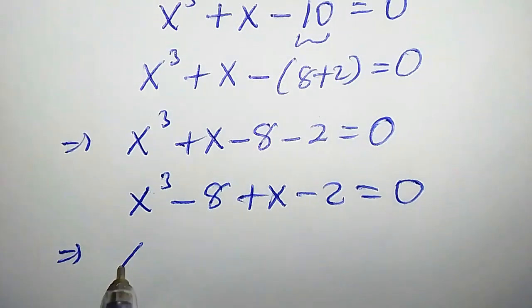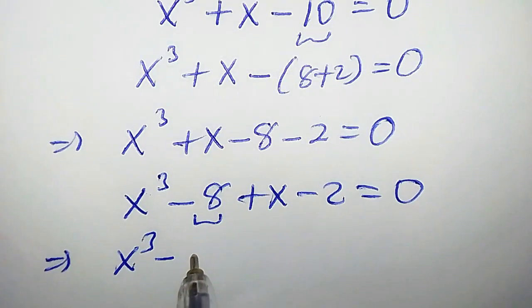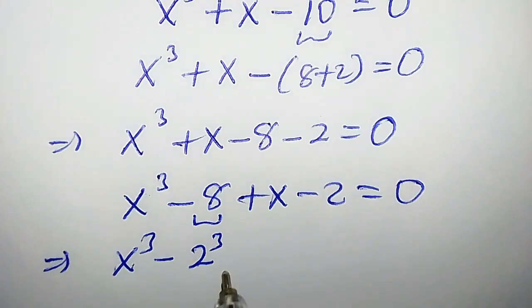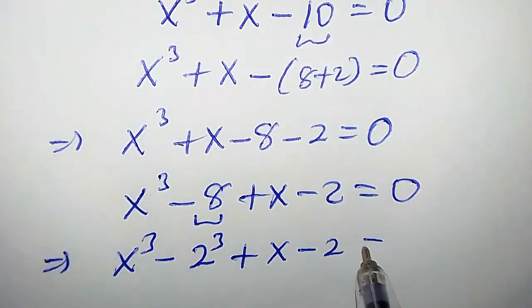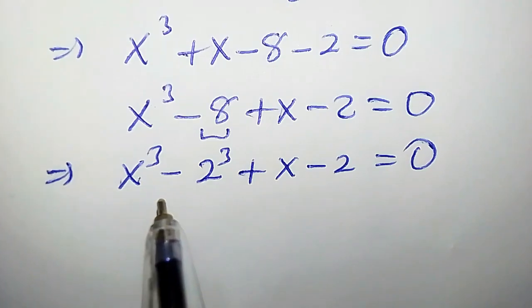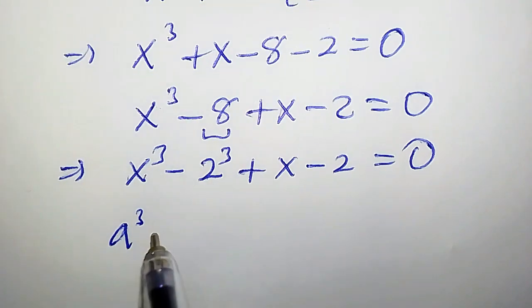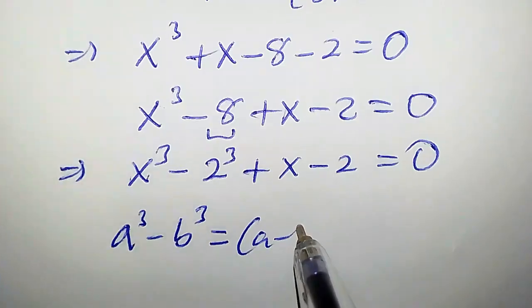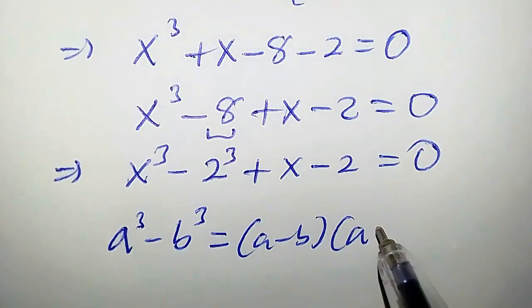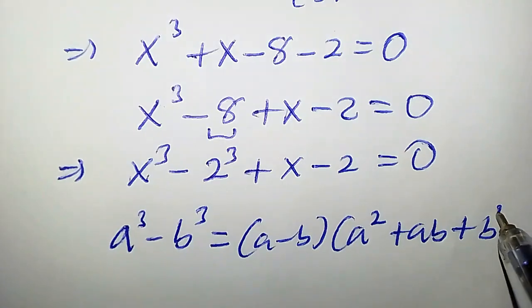This implies that x to the power of 3 minus, we can write it as what? 2 to the power of 3. That is 2 times 2 times 2 plus x minus 2 equal to 0. x to the power of 3 minus 2 to the power of 3 is a difference of two cubes. Now recall that whenever we have a to the power of 3 minus b to the power of 3 is equal to a minus b times a to the power of 2 plus ab plus b square.